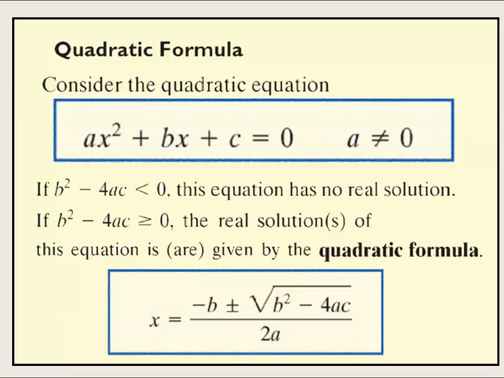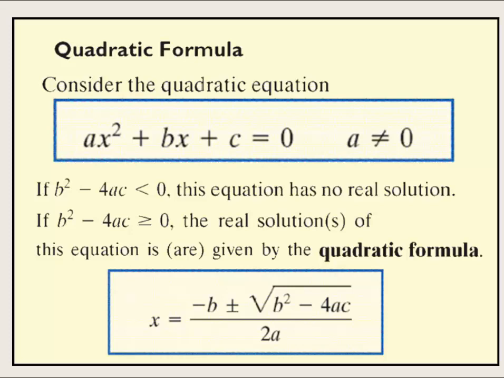So the next thing that I'm going to do is I'm going to use the quadratic formula. Now consider an equation, ax squared plus bx plus c equals 0, a does not equal 0. If b squared minus 4ac is less than 0, then the equation does not have any real solutions. If b squared minus 4ac is greater than or equal to 0, then the real solutions of this equation are given by the quadratic formula x is equal to negative b plus or minus square root of b squared minus 4ac over 2a.